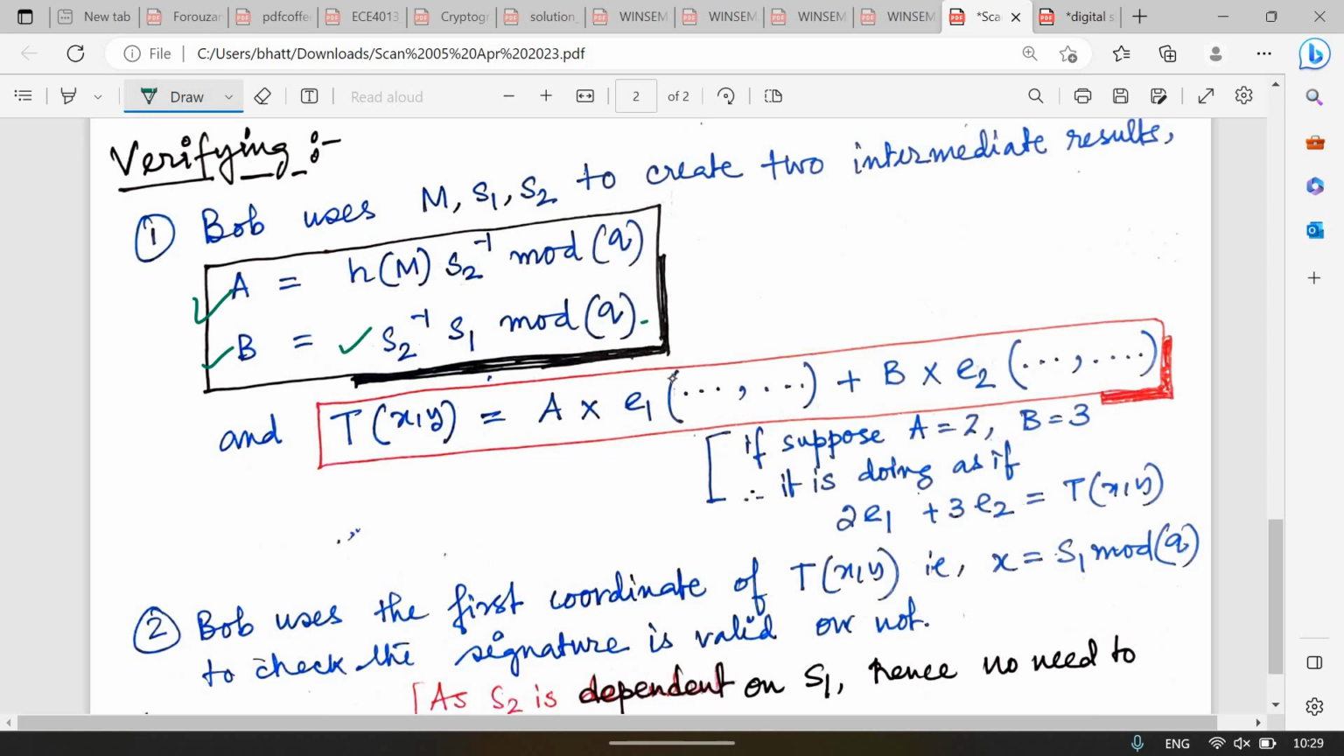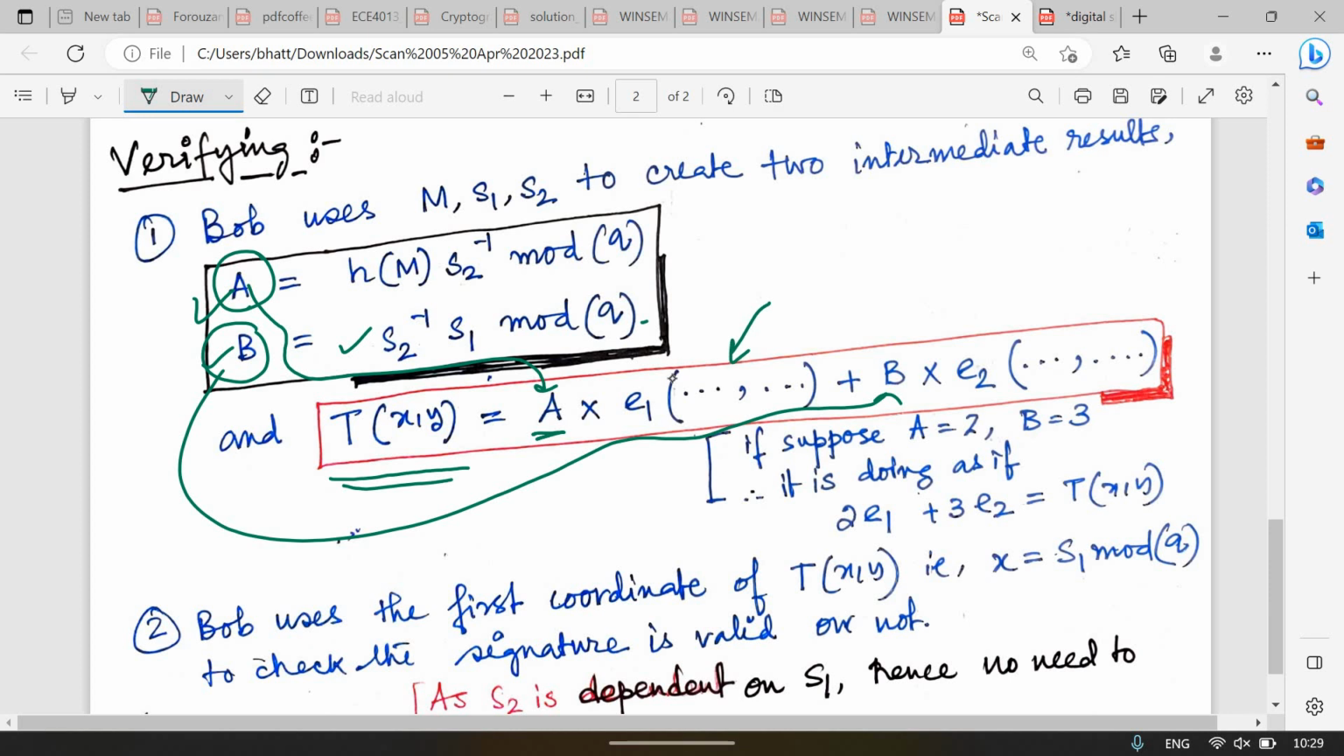Okay. The interesting part is after that you are getting another value T(x, y). Now T(x, y) is dependent on A, which is over here, and B, which is over here. And see over here, this is the first point that we have chosen, and this is my second point. So E1 and E2 we have already chosen in the first step itself. So E1 and E2 have been considered.